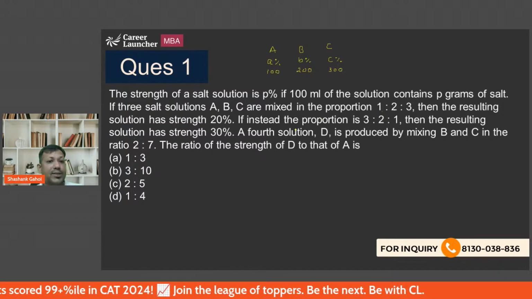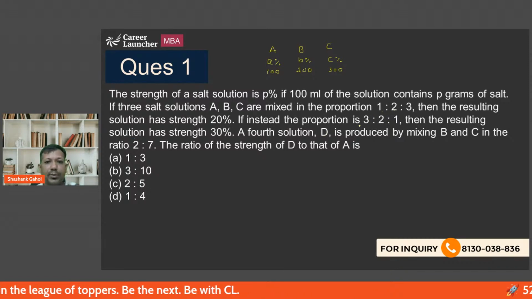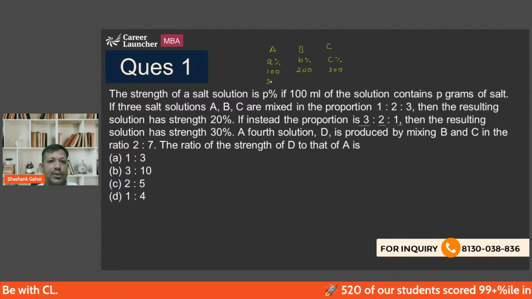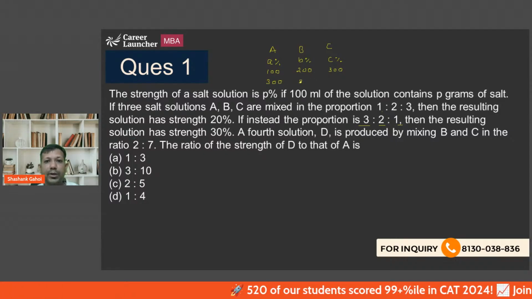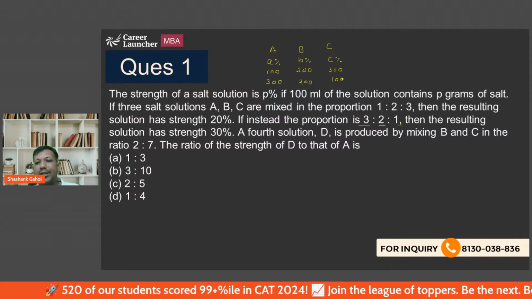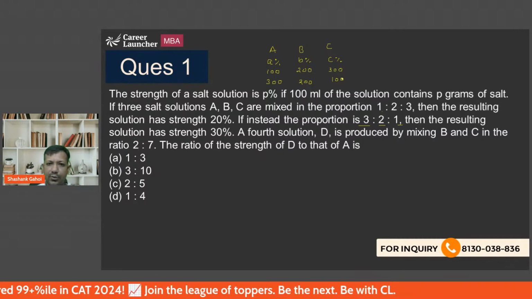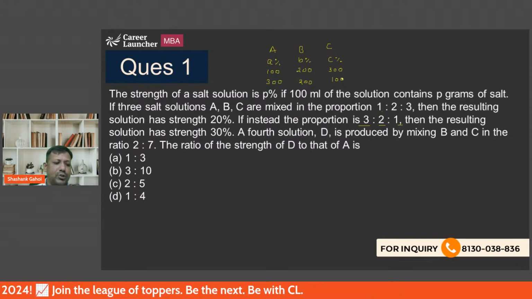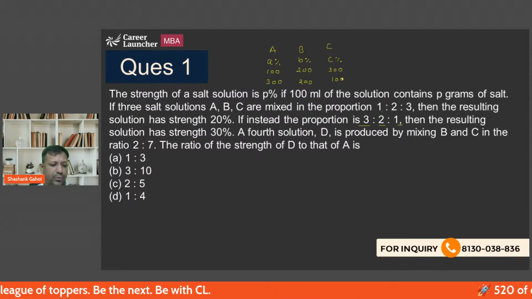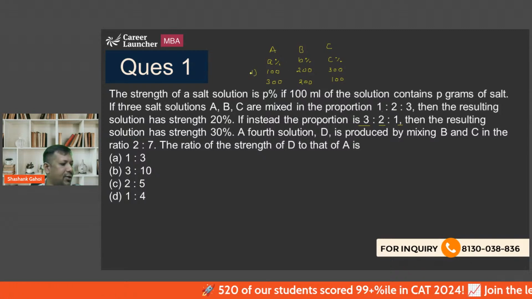What is the second scenario? The second scenario tells us that they are mixed in the ratio of 3:2:1. So A is 300, B is 200, and C is 100. So that's what it says. Basically, there are two scenarios, and we have to work according to both the scenarios, right? So we are going to calculate in both the scenarios.